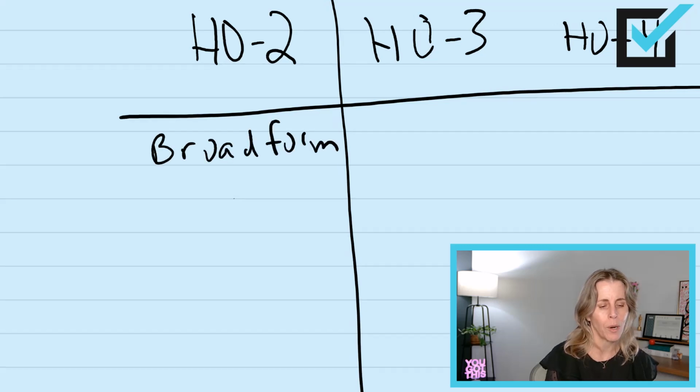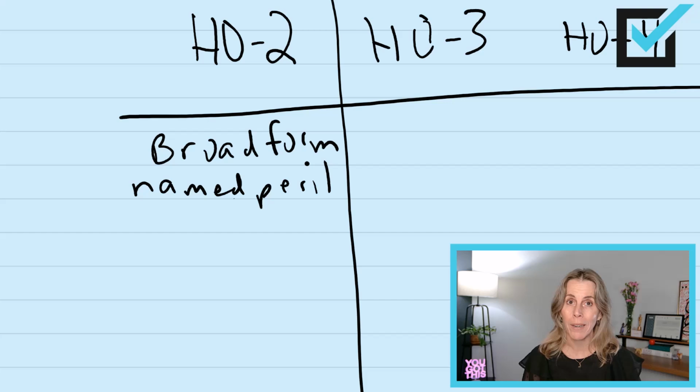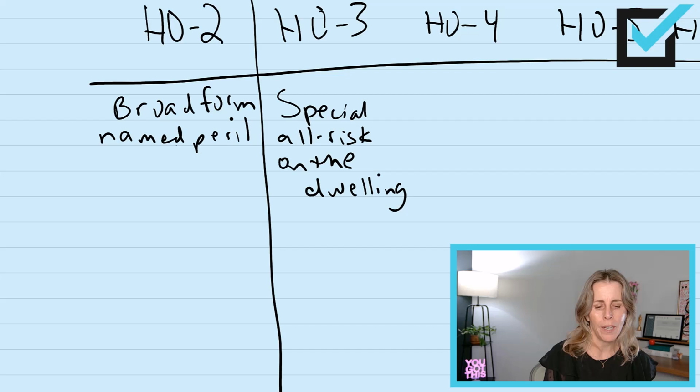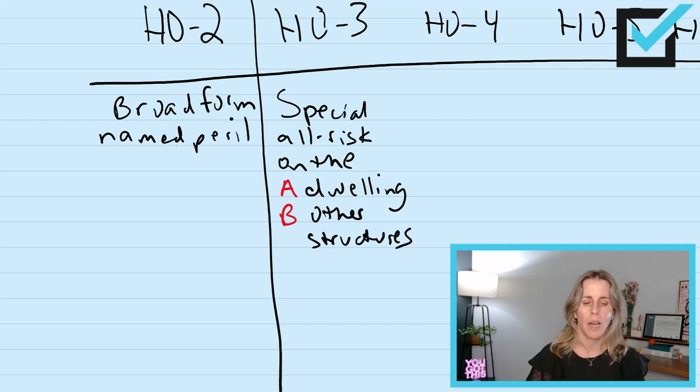It is a form that is broad named peril. So that means that only perils that are listed are covered. Broad form, HO2. The HO3 is the special form. It is all risk open peril on the dwelling and on other structures. So dwelling coverage is found under coverage A, and other structures is coverage B.